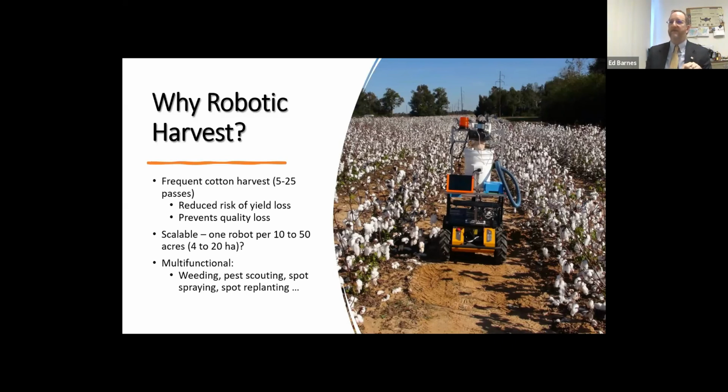And it removes that scalability issue. Ideally, one of these machines would cover somewhere between 10 to 50 acres, or 4 to 20 hectares. And again, it wouldn't just be a cotton harvesting autonomous piece of equipment. It could also do weeding, pest scouting, spot spraying, replanting, all those other things we've talked about. So it becomes a multi-functional machine.